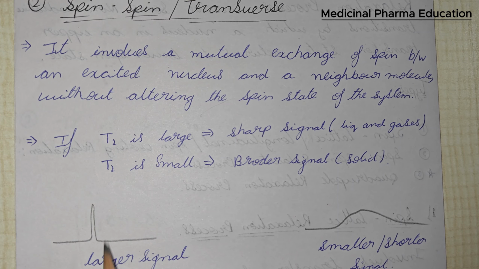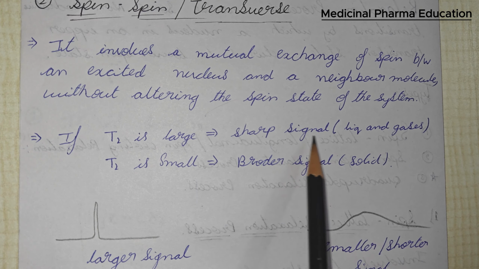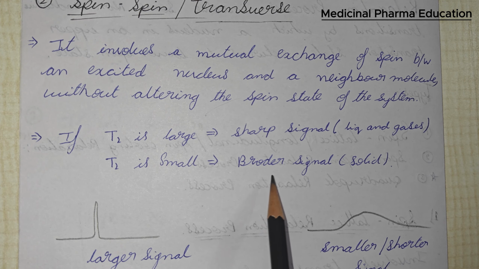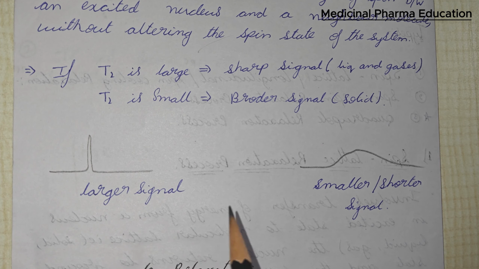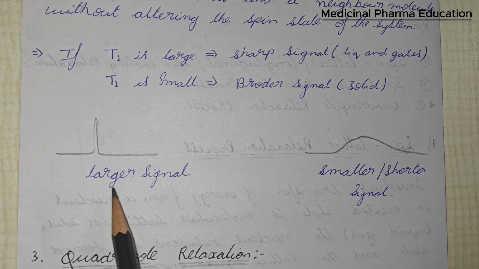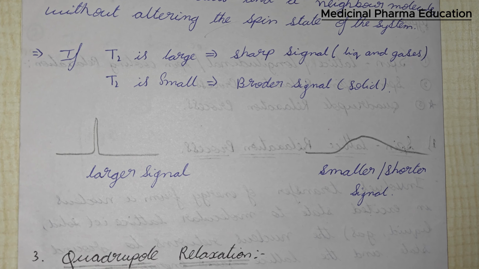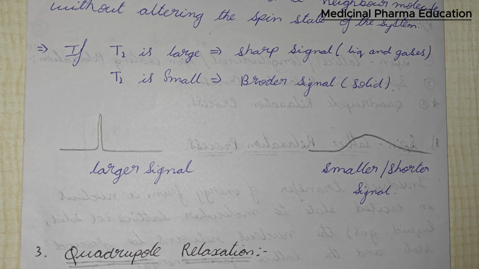See here what happens if T2 is larger: a sharp signal is obtained in liquids and gases. If T2 is small, then a broad signal. What is the difference between large and small? A large value means a sharp signal where you can directly identify the compound. Small means it's not enough to identify the compound. That's the broader signal. This is the relaxation. Relaxation means removal of energy.